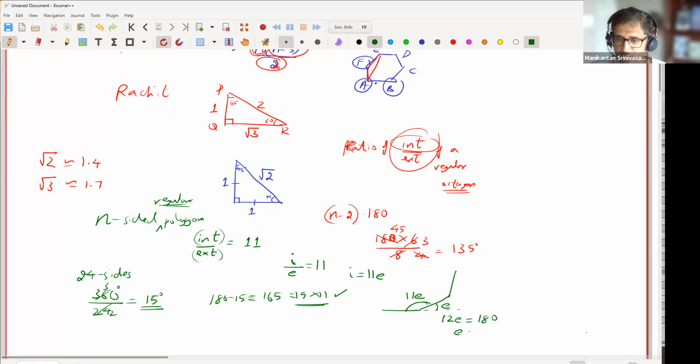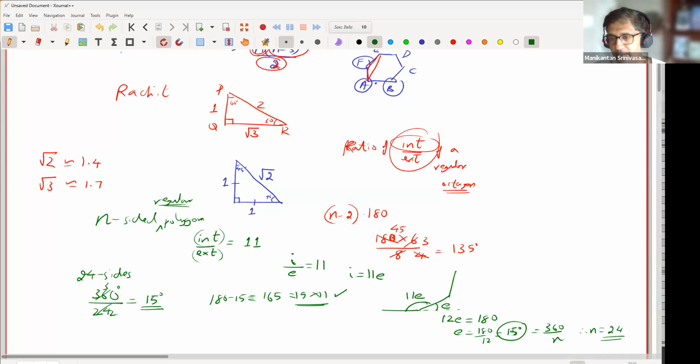And therefore, E is 180 by 12, which is 15 degrees. She concluded by saying if each exterior angle is 15, she backworked this. So this is 360 by N, and therefore N is 24. I'm assuming that's how you did it, Snigdha. Is that what you did? I did it slightly differently.